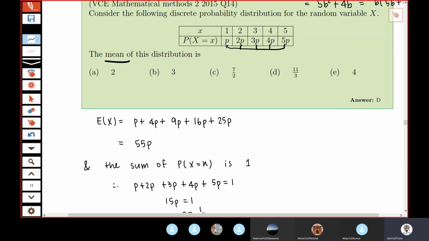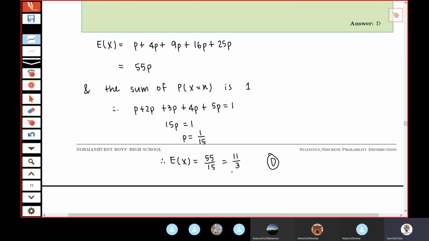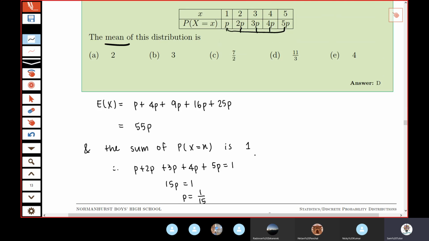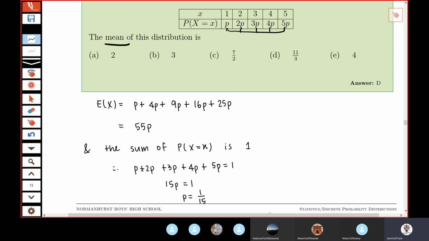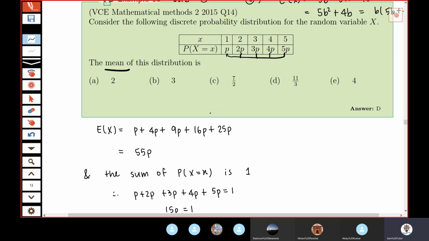Once you know what P is, then you just go and do your expected value, which is 1 times 1/15, 2 times 2/15, 3 times 3/15, 4 times 4/15, 5 times 5/15, and it should give you 11 over 3. Really basic stuff. The harder bit of that was that you needed to work out what the probability is, but that's obviously one of the conditions. The sum of the probabilities must equal 1. So just add them up and solve for P. Very simple. Any questions about that one?